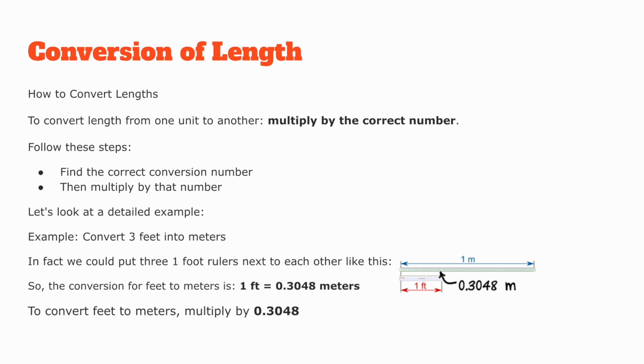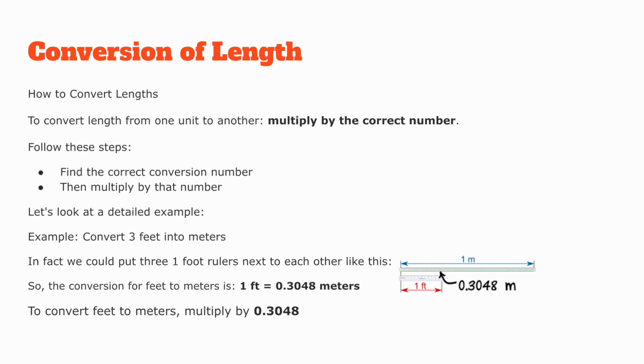Now let's move on to conversion of area. To understand the conversion of area, we need to first look at the conversion of length. So how do we convert lengths? To convert lengths from one unit to another, we need to multiply by the correct number. Let's look at the steps. We first need to find the correct conversion number and then multiply by that number.